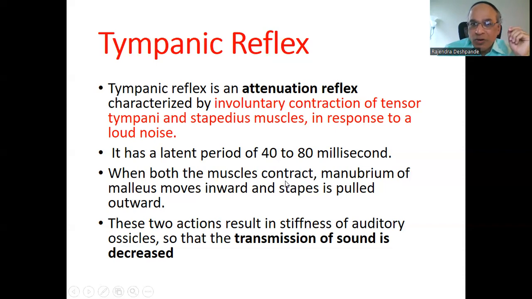When both the muscles contract, the tensor tympani and stapedius, the manubrium of the malleus moves inward and the stapes is pulled outward. These two actions result in the stiffness of the auditory ossicles. They will be stiff, no movement. Excessive movement is another thing, and stiffness is like this. Hold, hold. We say all the time, hold. Hold means keep quiet as it is. So these ossicles are stiffened and transmission of sound is decreased, because through these bones the sound waves are going to the inner ear, to the cochlea, to the organ of Corti, to the auditory nerve.